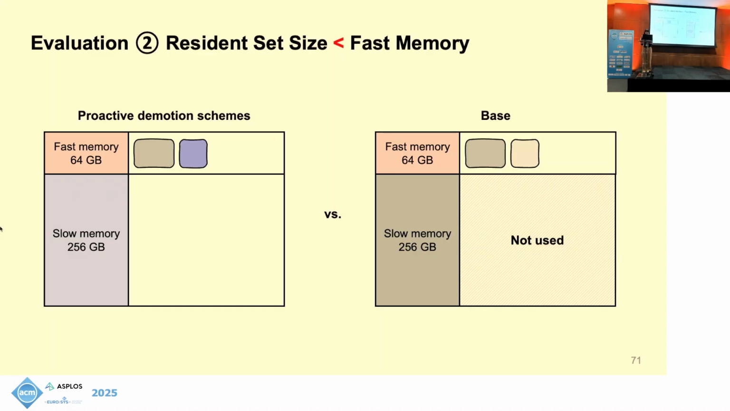Next, we configured the benchmarks to have a smaller memory footprint than fast memory capacity and compared the runtime and fast memory usage of proactive demotion schemes with those of Base. Note that since the resident size is smaller than the fast memory capacity, Base uses only fast memory and runs in the shortest time. However, proactive demotion schemes proactively demote cold data regardless of the fast memory usage, which can result in performance degradation.